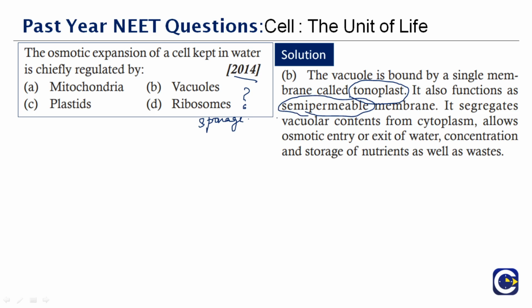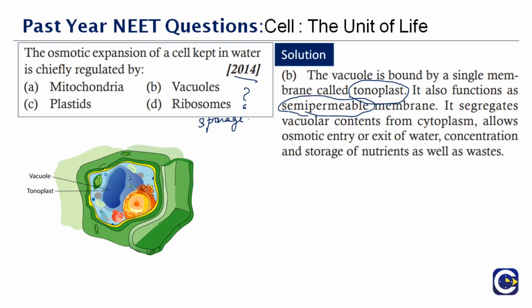Selective. This means selective. That is, they will not allow the entry of every molecule or any ions into their system. They will selectively send only a few which are necessary for the system. Semi-permeable is the meaning of that.